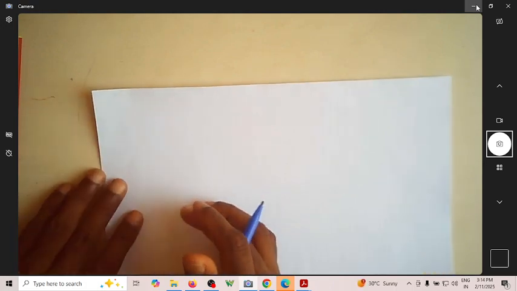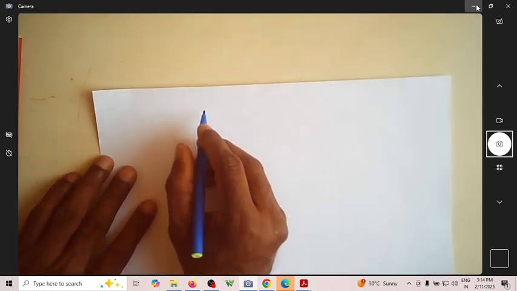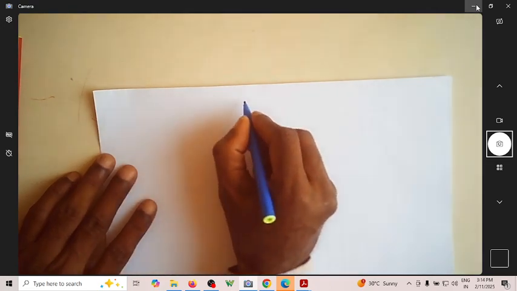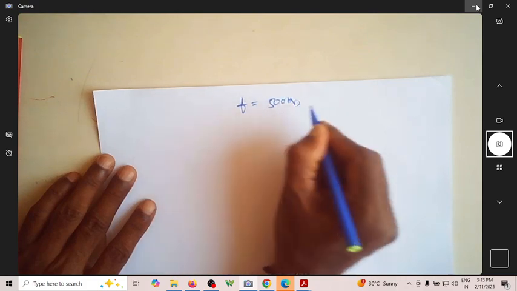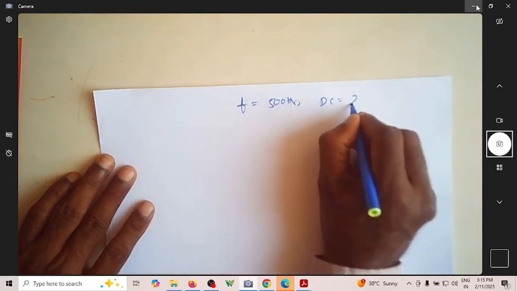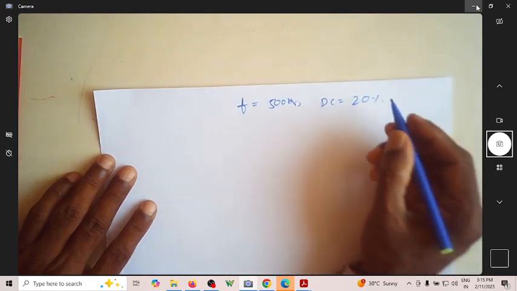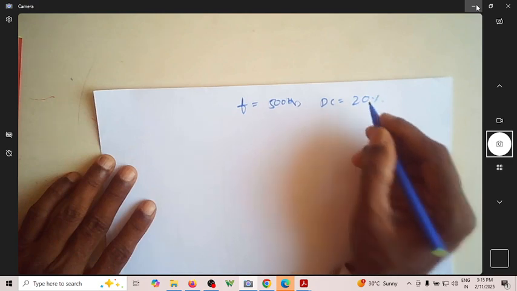Okay, now just move on to the design of, what else? Maybe a square wave generator using maybe a 555 timer. So if you want to have a frequency of 500 hertz with a duty cycle of 20%, okay, that's it.